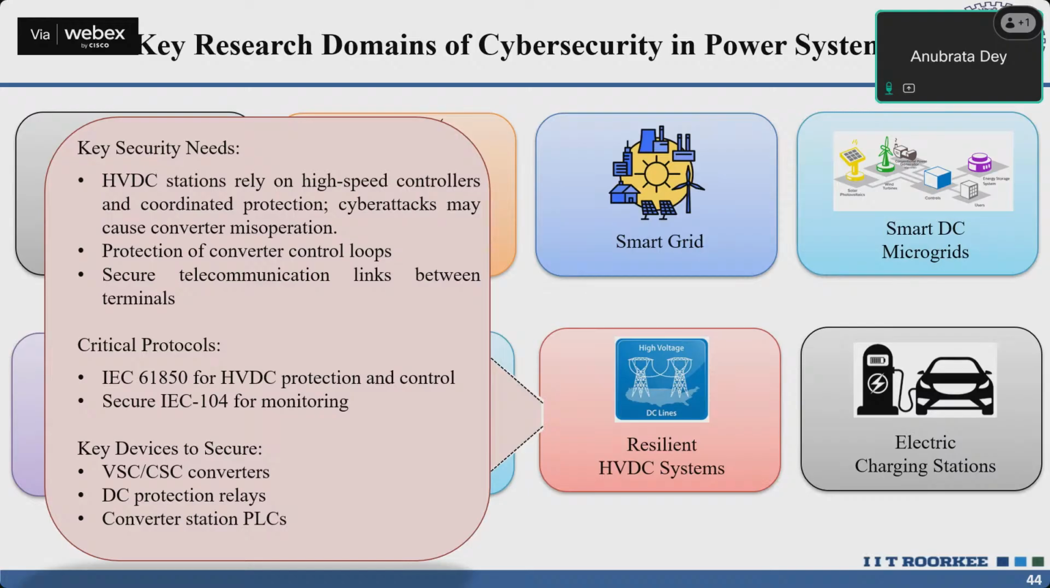Long distance, large HVDC systems are there. That also we need to secure, because in the HVDC part most of the communication takes place, and most of the protection systems are based on differential protection. So they send the data locally, as well as from one substation to another, rectifier to inverter substation, through some software and protocols. These protocols are IEC 61850 and IEC 104. IEC 104 is used for monitoring purposes, and 61850 is used for protection and control purposes.